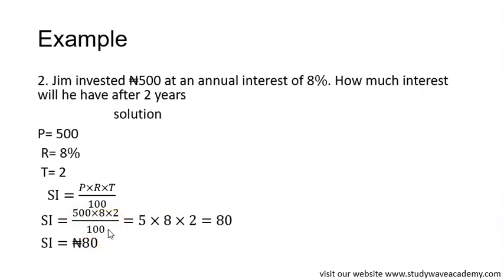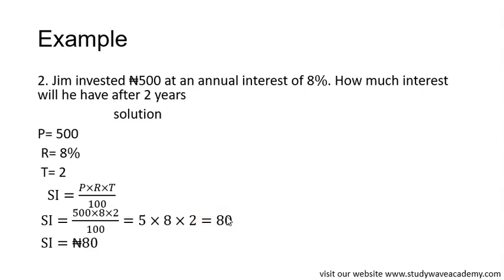So we still use the cancellation method, okay? 0 cancels 0, 0 cancels 0. We are left with 5 times 8 times 2 over 1. The 1 isn't relevant, so we have here 5 times 8 times 2. When you multiply these together, you are going to have 80.